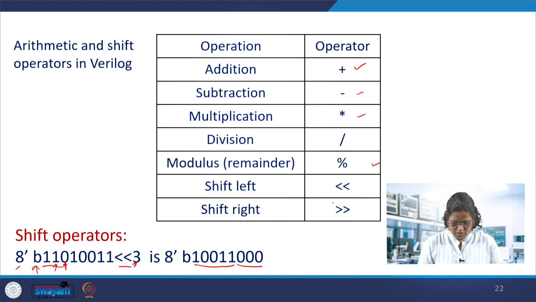Similarly, shifting right would drop the last bits 0 1 1, and you have 0 0 0 1 1 1 0 0 1 0 as the result of the right shift. If you use the right shift symbol with 3, these are the left shift and right shift operations in Verilog.